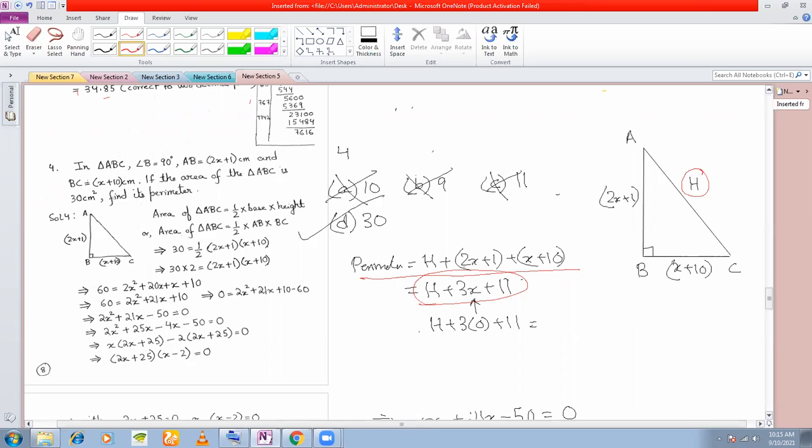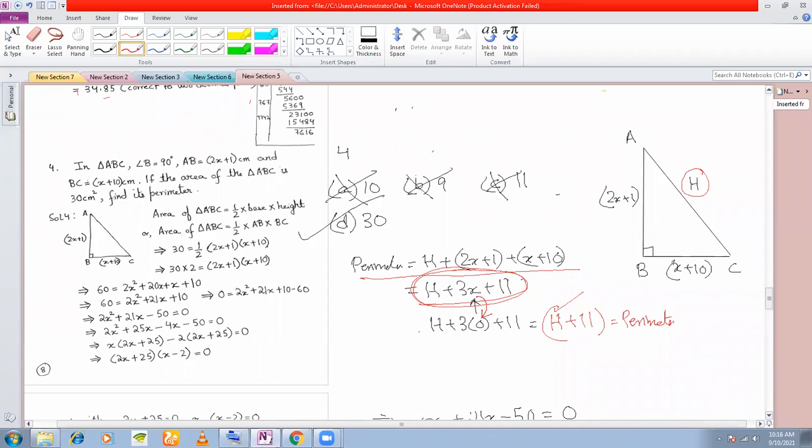Now in this expression, what can be the lowest value of x? x is length, right? So 0 can be the lowest value. So you try putting x is equal to 0 here. So what do you get? You get h plus 11, isn't it? So this is the perimeter, and h is a positive number. You agree with that? It is a positive number, and 11 plus some positive number will be a number that is greater than 11.